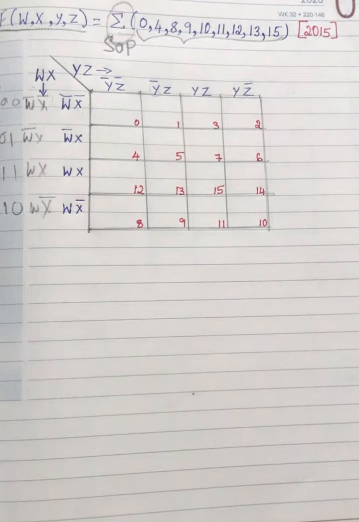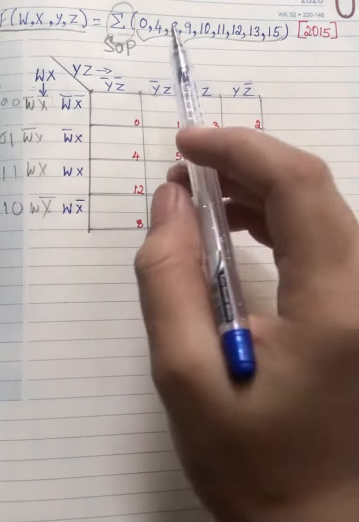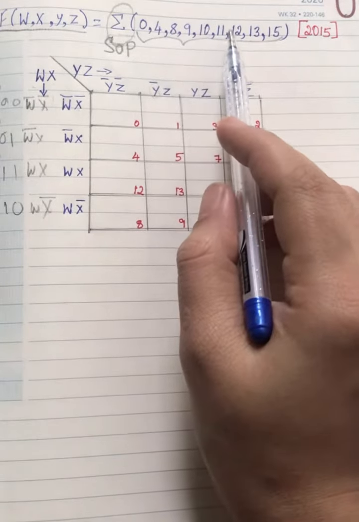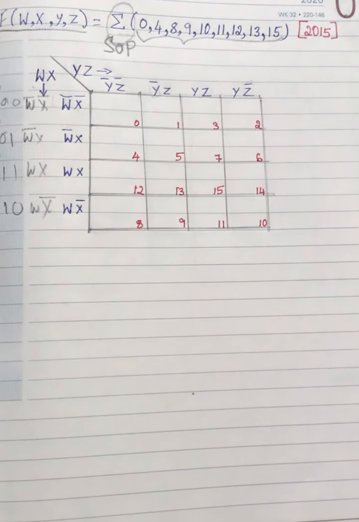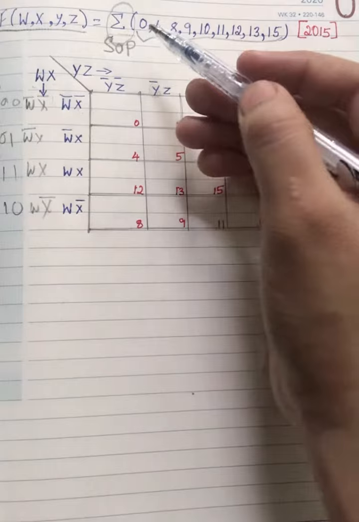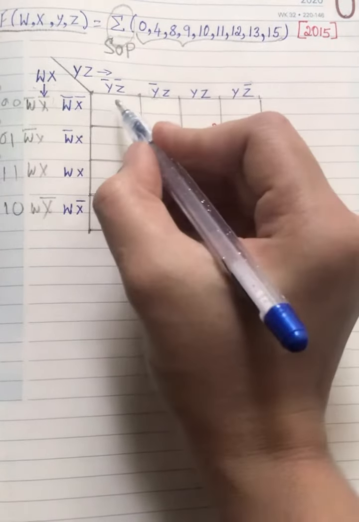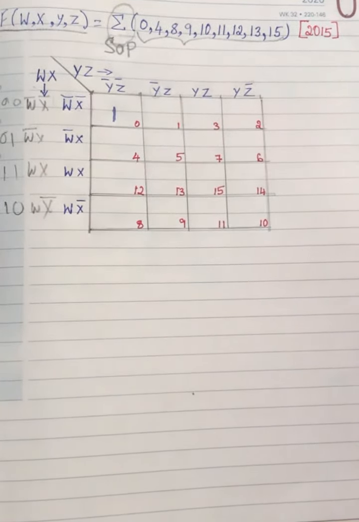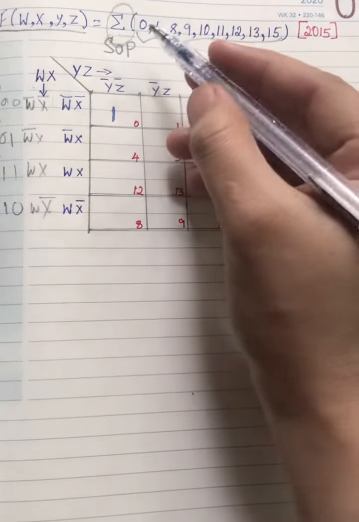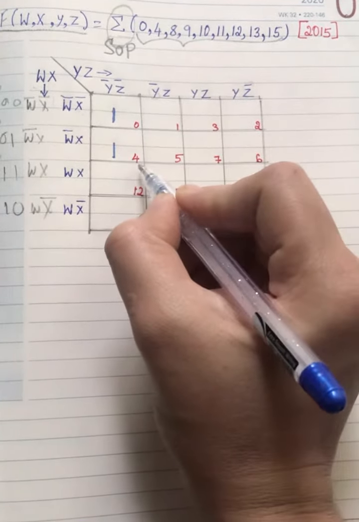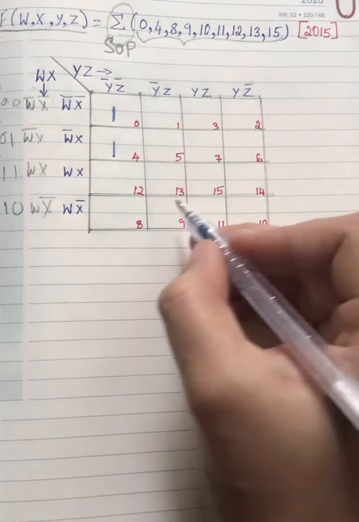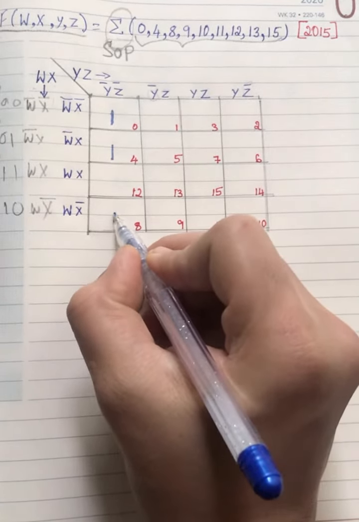Next comes with the entry. So entry is nothing but wherever this particular number is there, you are going to enter 1. Okay. First it is 0. So here we have 0. You are going to enter it 1. Then you have 4. You are going to enter 1 here. Then you have 8. 8 is here. So place 1 over here.